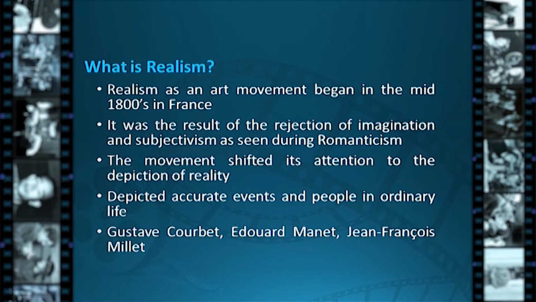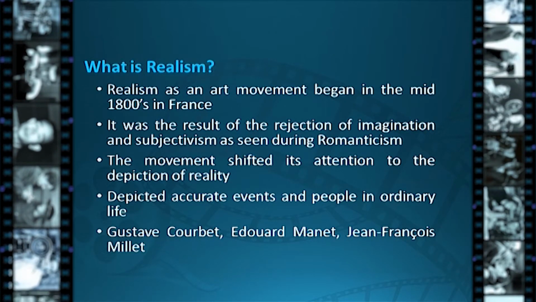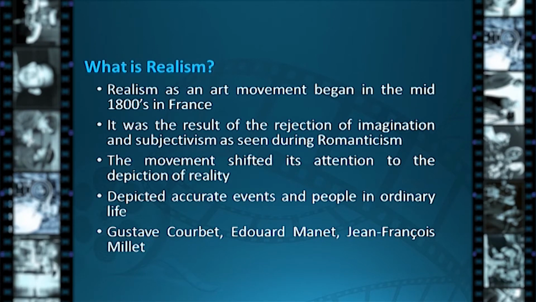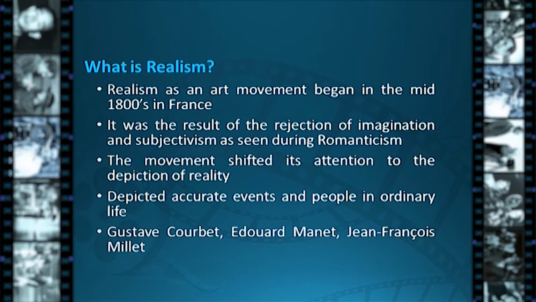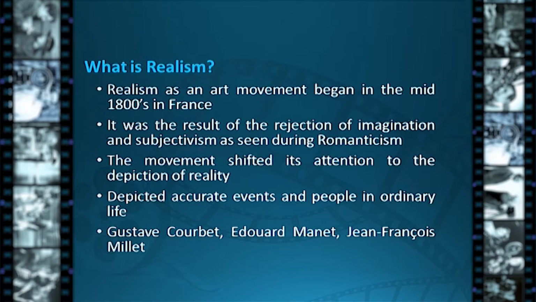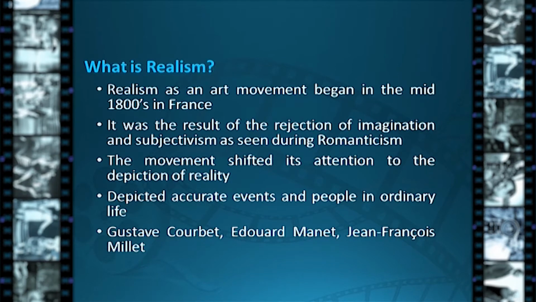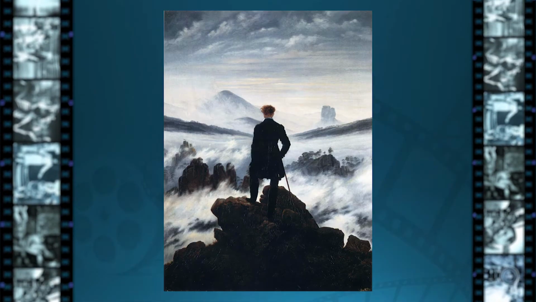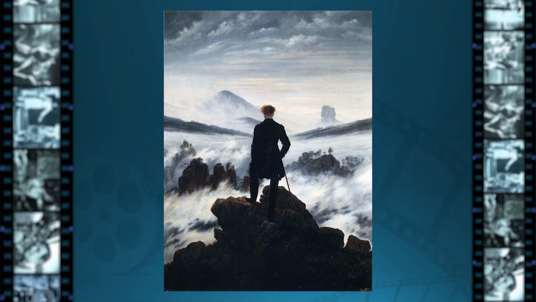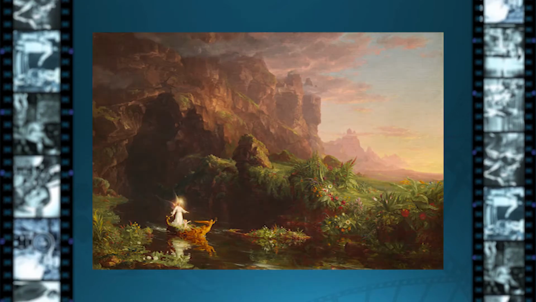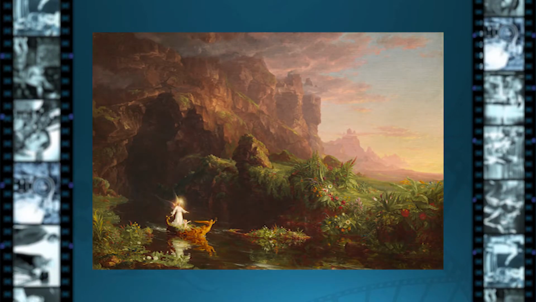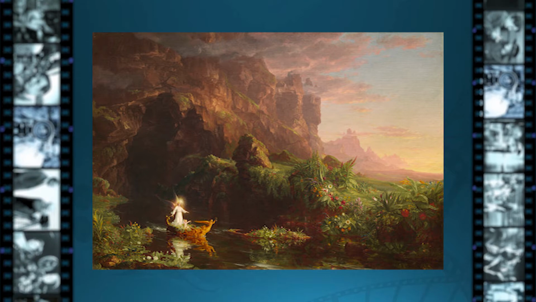Realism as an art movement began in the mid 1800s in France. This was a result of rejection of the imagination and subjectivism of the late 1700s and the early 1800s, which was called Romanticism. In that movement, a person was depicted in a very romanticized way with a flowery appearance to it. But this movement talked about the reality of life. It talked about realism.